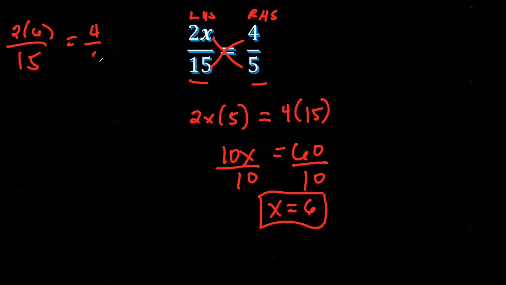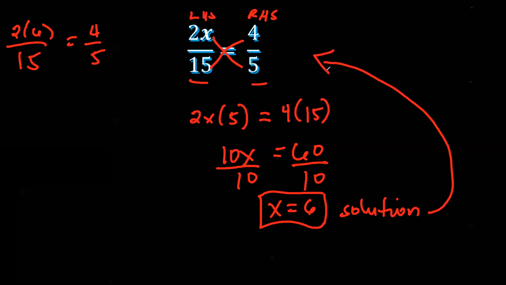Check lang po natin kung tama yung ating sagot, no? Which is x is equal to 6. This is called the solution. This is the solution that will make the equation true. So 2 times 6, going back here sa checking, is equal to 4 over 5. Pag na-simplify mo na, you can do the cross product and check kung pareho yung magiging sagot. At pag pareho yung magiging sagot, it means that your answer, which is x is equal to 6, is correct.